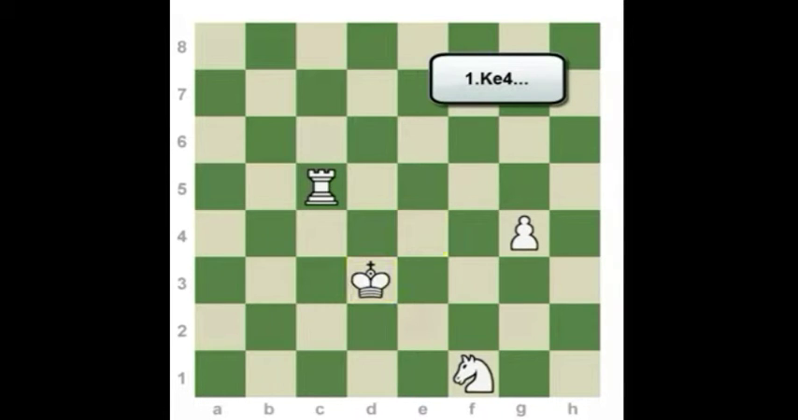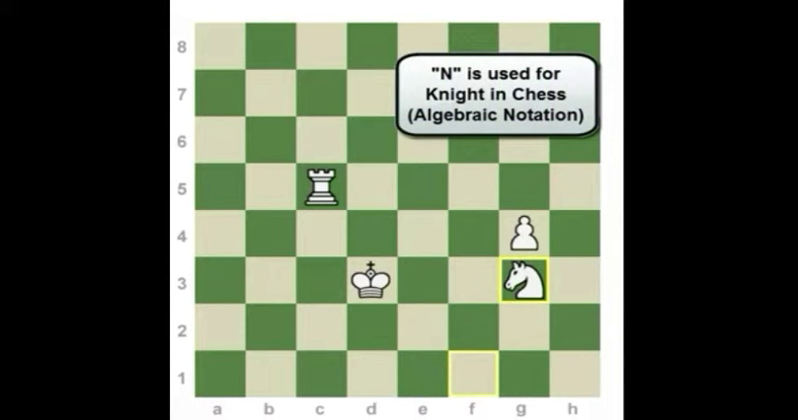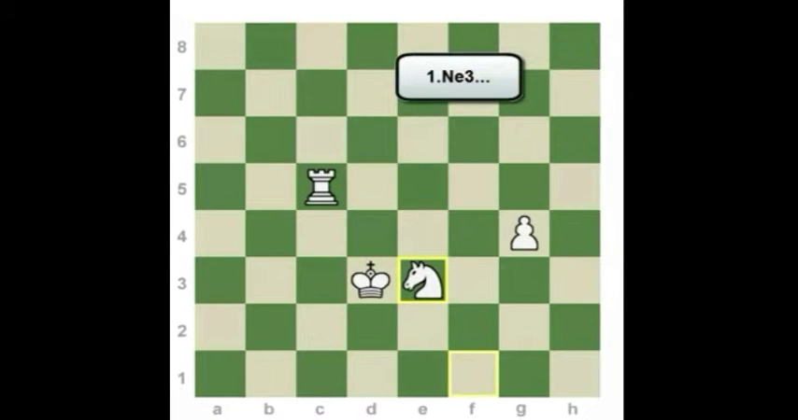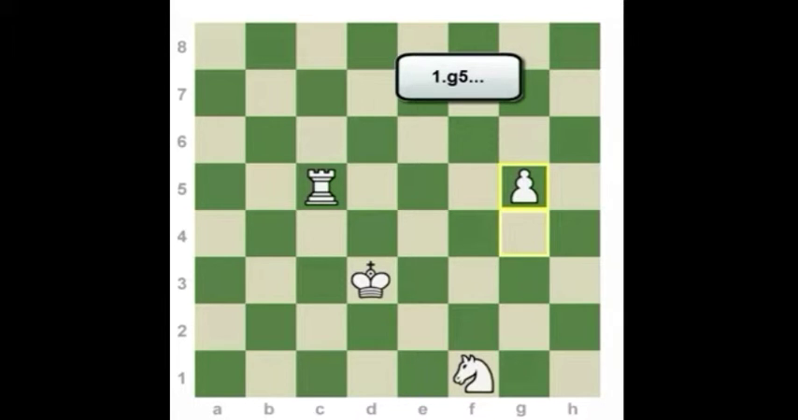For the knight, though knight starts with the letter K, we use N in chess, as the K is already reserved by the Royal Highness. In this case, we would write capital N E3. When it comes to moving the pawn, typically all you need to write is the square the pawn lands on, in this case G5, as you see here.